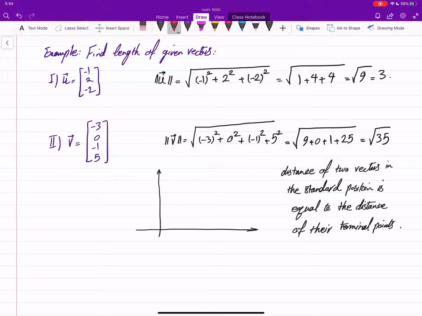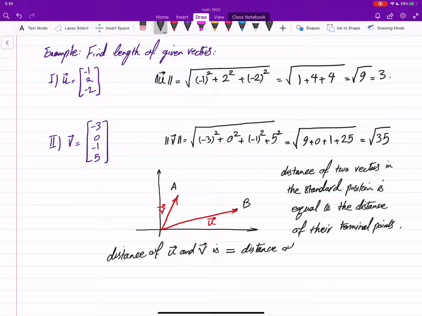What does it mean? It means that I have a vector u here, vector v here, and the distance of u and v is equal to the distance of the terminal points of these two, so the distance of points A and B. So you find the distance of these two, and that's how you get the length.